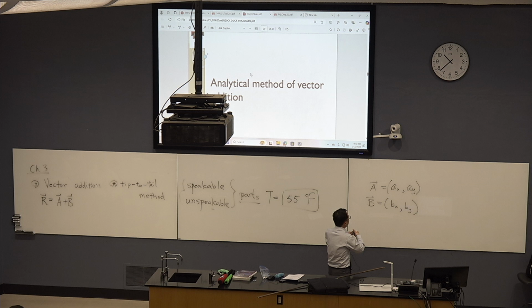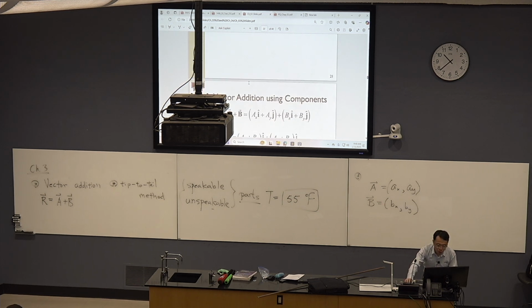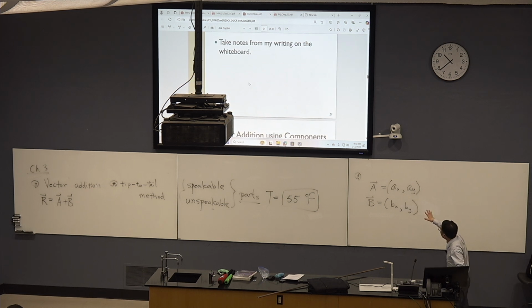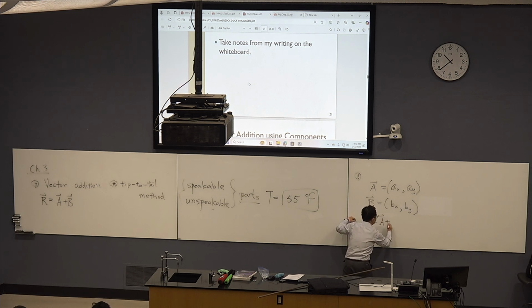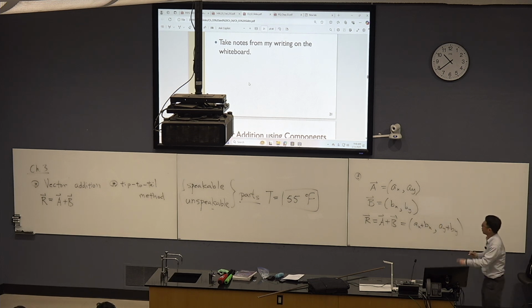So suppose you have 2 vectors, A and B, I wrote down here. I didn't write down a title, but you can write down a title, analytical method for vector addition. And how about if I want to add up 2 vectors A and B, then I need to add up these 2 vectors component-wise. So that means if there's a resultant vector R like this, right, and R equals A plus B, then what I will do is add them up component-wise. So this will become AX plus BX, comma, AY plus BY. All right, okay, so you have the 2 components.